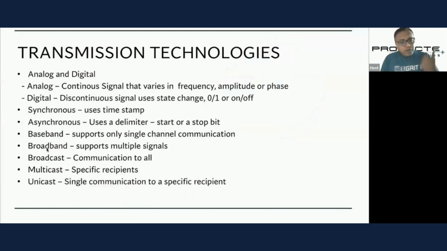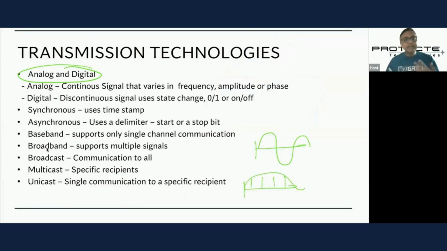Now, there are a lot of types of transmission technologies which are used to transmit your signal on the transmission medium. Okay, first is analog and digital. You can transmit your signal in an analog manner, where your signal is continuous, or in a digital manner, where your signal is in bits. Okay, construction of digital signals is easier. Analog signals get a lot of interference.